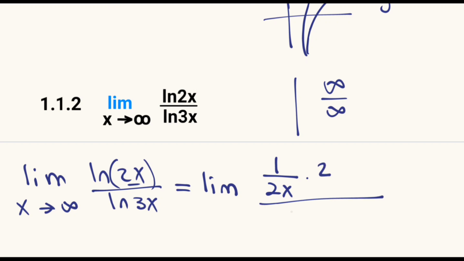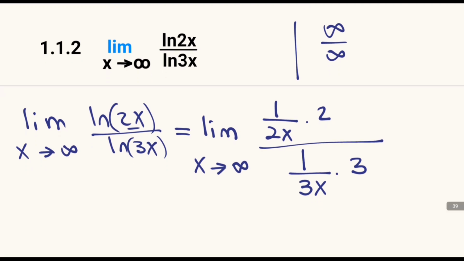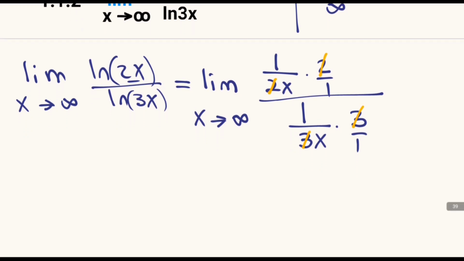We divide this by the derivative of the denominator. The derivative of ln of 3x will be equal to 1 divided by what's inside the ln, which is 3x, multiplied by the derivative of what's inside the ln, which is 3. The derivative of 3x is equal to 3, as x approaches infinity. We can notice that that 3 and that 3 will cancel out each other, and also that 2 and that 2 will cancel out each other.